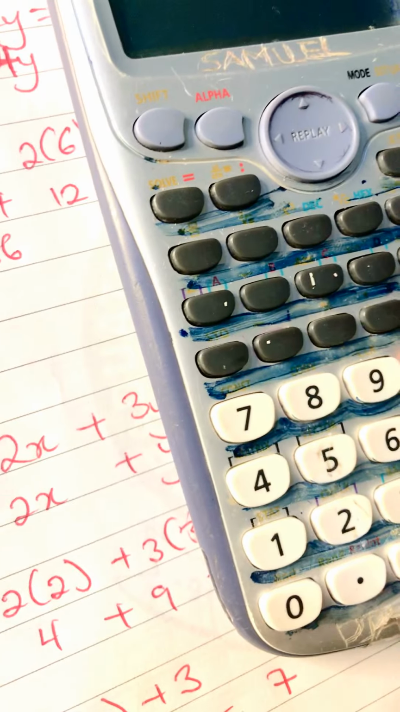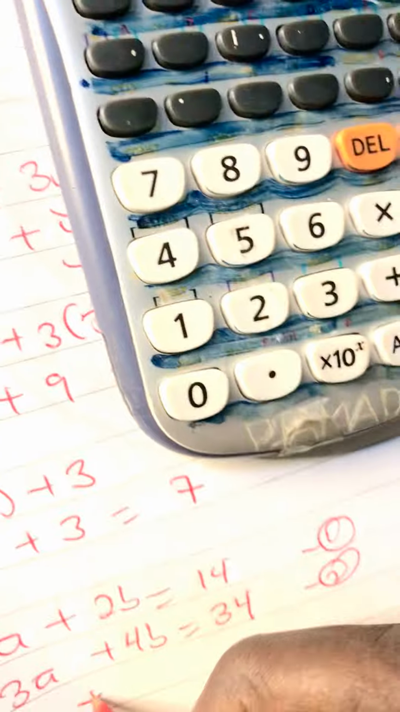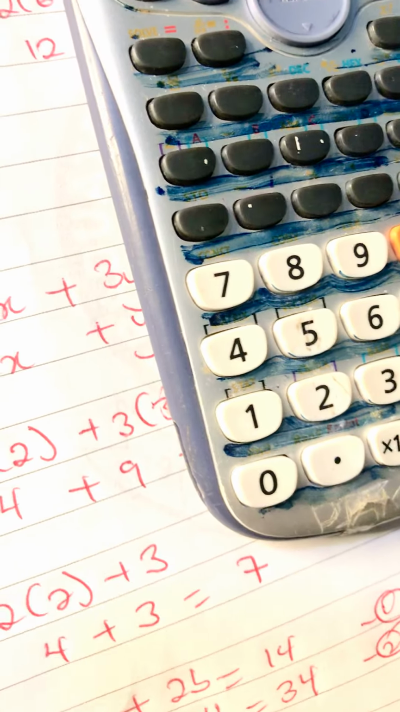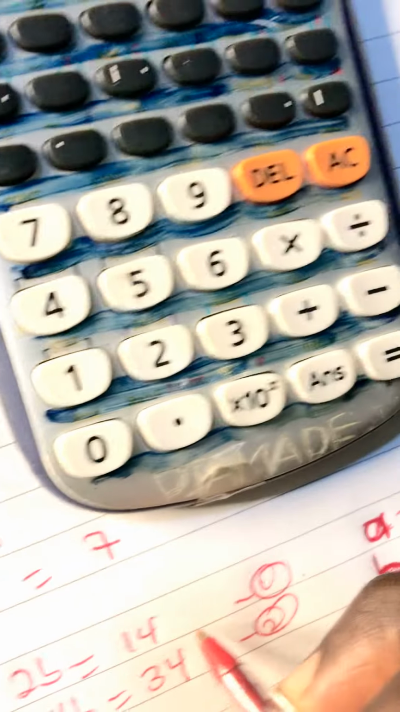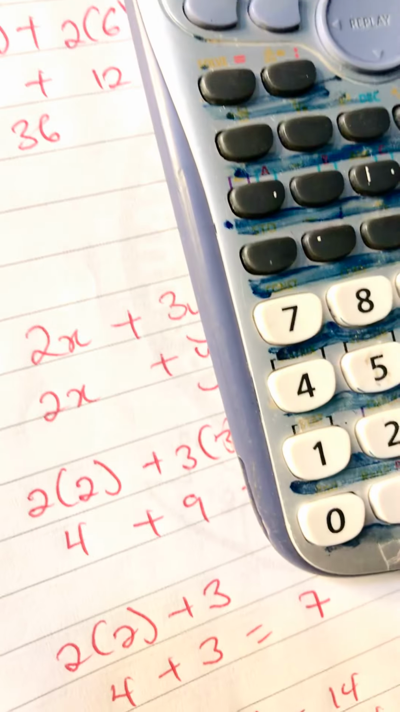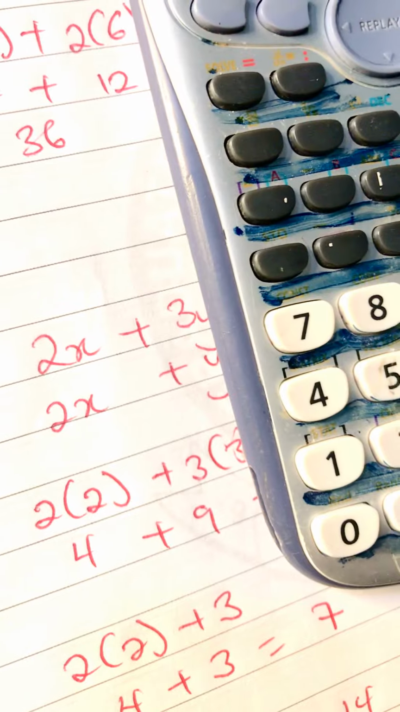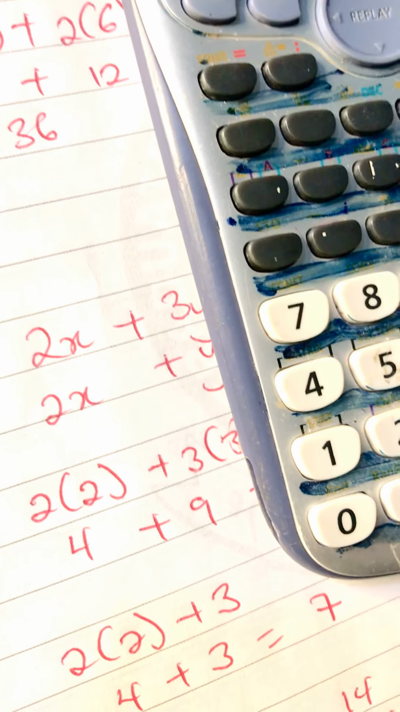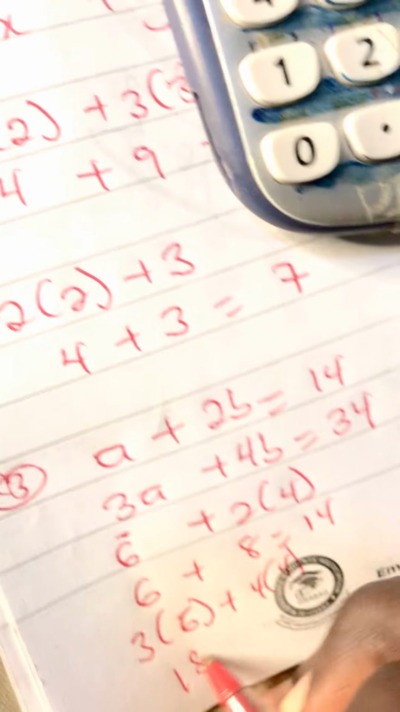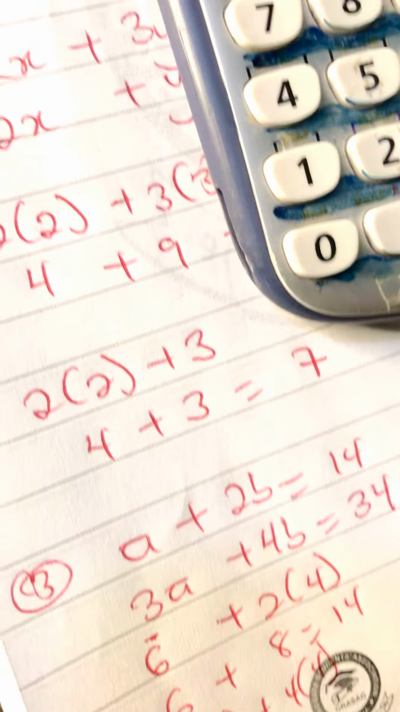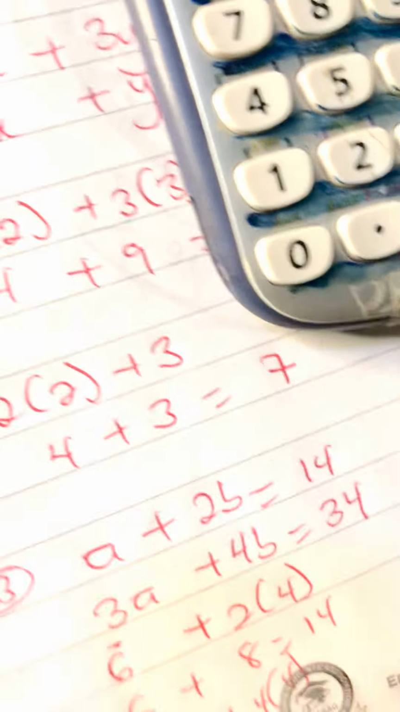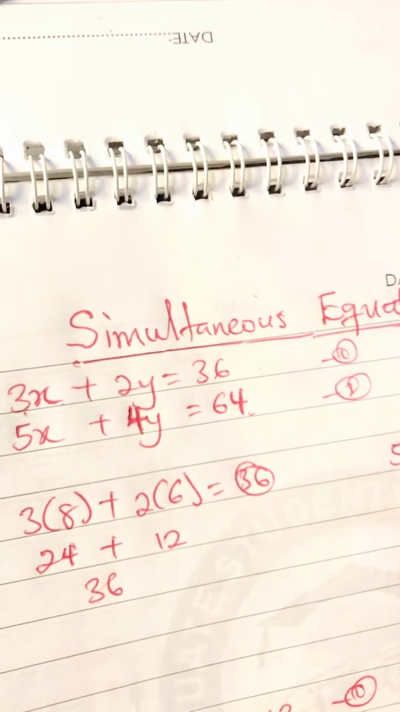So we have 6 plus 2 brackets 4. This is giving us 6 plus what? 8. That is 14, as we had over here. And the second one, 3 brackets 6 plus what? 4 brackets 4. That is giving us what? 18 plus 16. And so that will give us what? 34. That is what we had also here. It means our answer is correct.